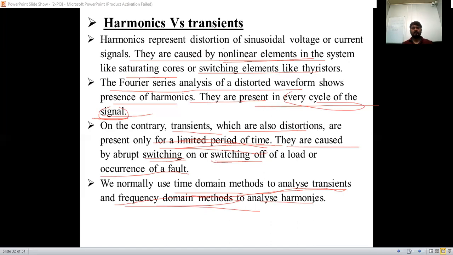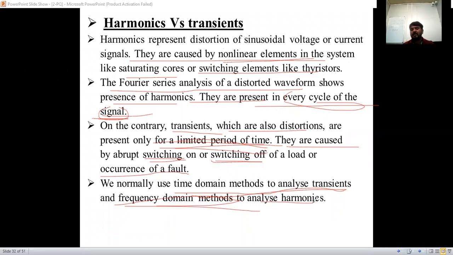So these are the important questions actually. Both are distortions only, but it depends on the time and on how they are produced. Harmonics are produced by non-linear loads or elements. The transients occur only during the switching on and off of the load, or during a fault. So harmonics will be present in every cycle of the signal, but the transients are present for only a limited period of time.